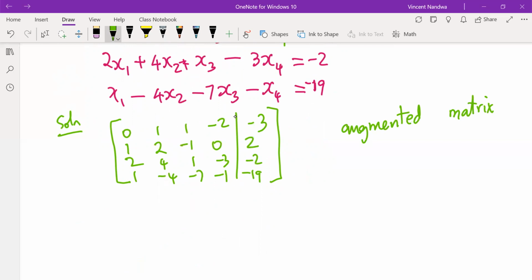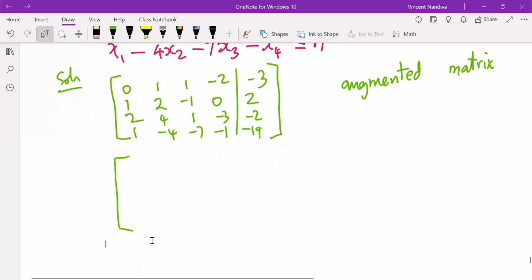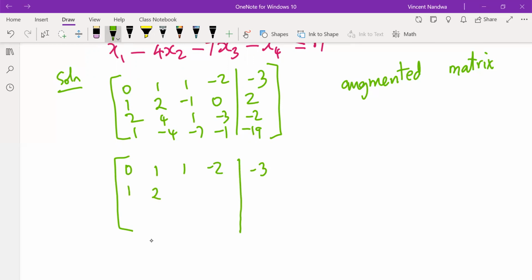So next, we now reduce the augmented matrix into row echelon form. So we have 0, 1, 1, minus 2, minus 3, 1, 2, minus 1, 0, 2, 2, 4, 1, minus 3, minus 2, 1, minus 4, minus 7, minus 1, minus 19.